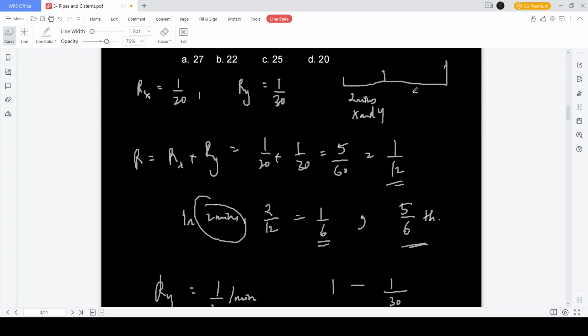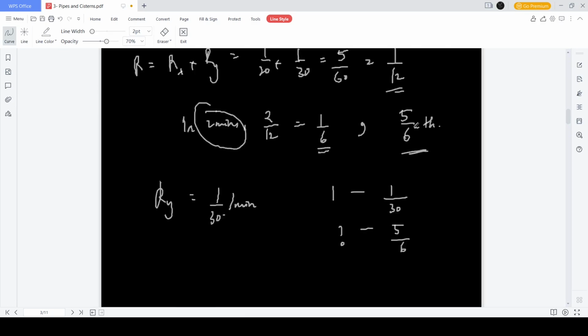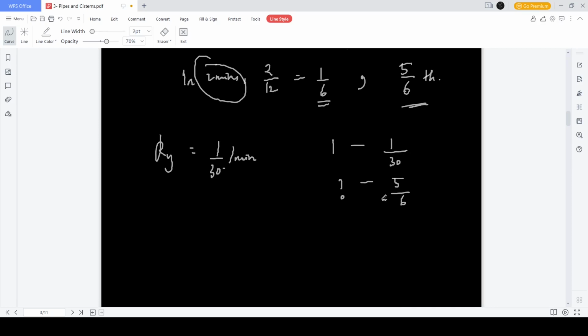In the next part, Y is working alone and it fills the whole tank. So then we do cross multiplication. You get 5 by 6 divided by 1 by 30, which is 25 minutes, because this goes up and it becomes 30. Cancels 5 times, cancels 1 time, and then you get 25 minutes.